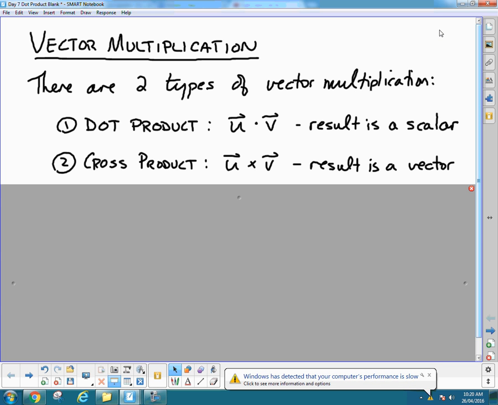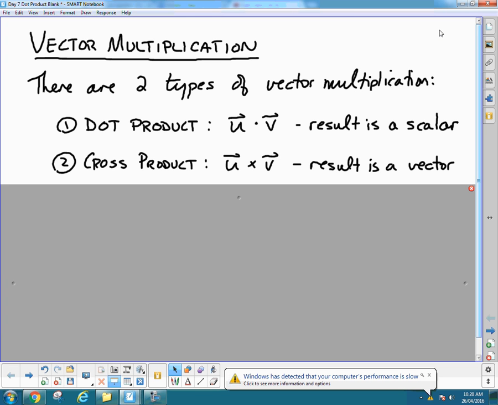The results, of course, are different, but where and when you use the cross product versus the dot product is what we need to eventually learn. So there's two different types of vector multiplication. That's the first thing we need to get clear.